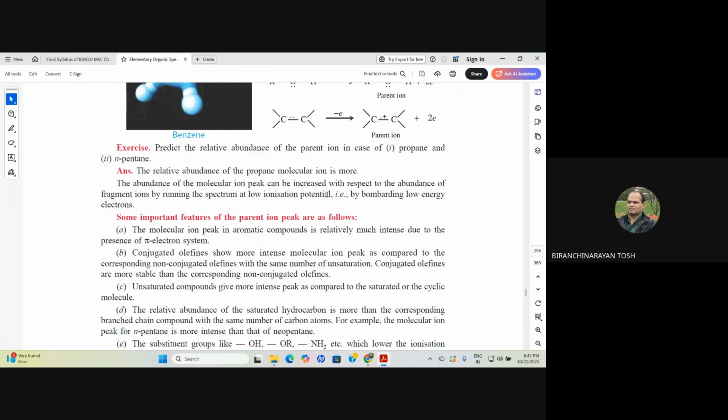here we can control the energy of the electron by controlling the potential difference. The charge of the electron cannot be changed. If you change the potential difference, the kinetic energy of the electron will increase or decrease. So the potential you have to change.